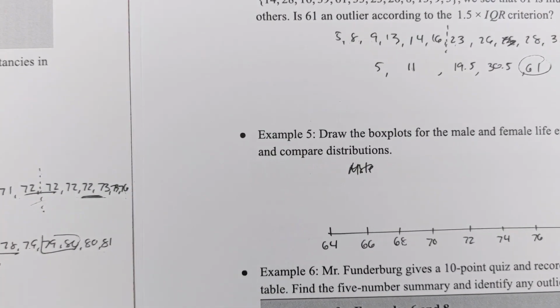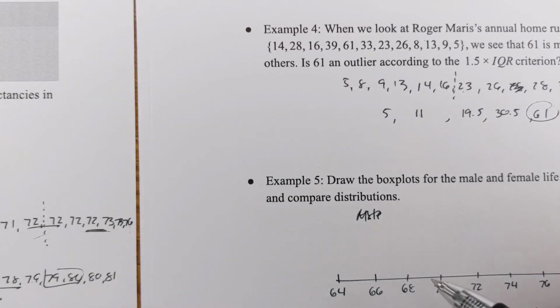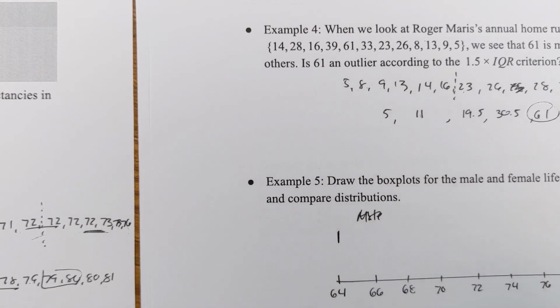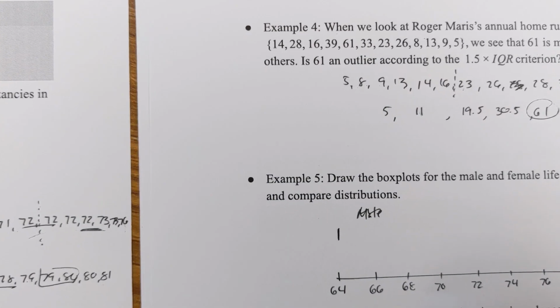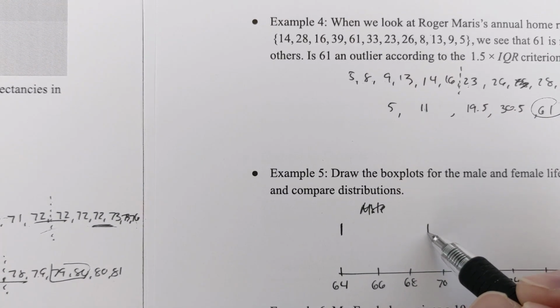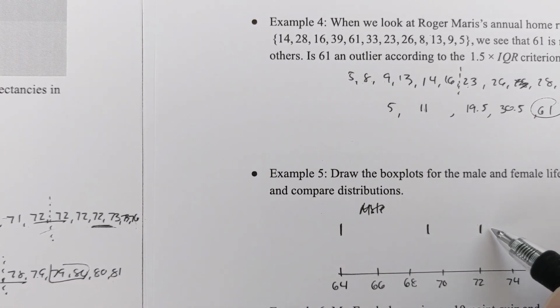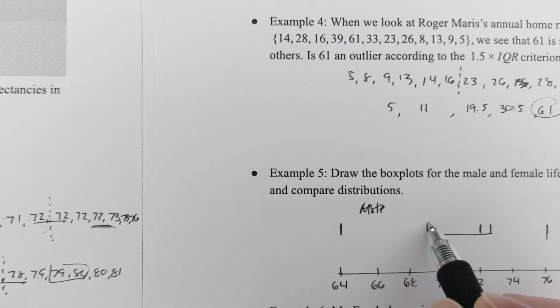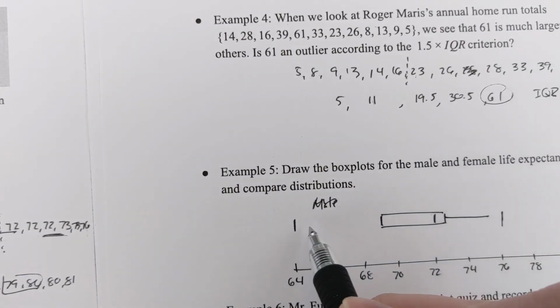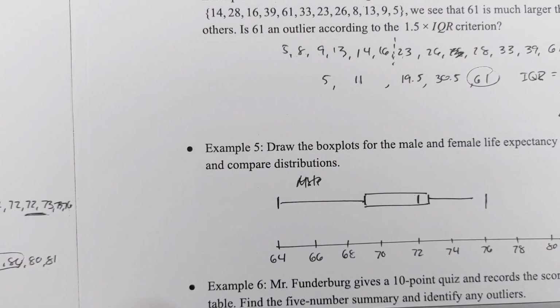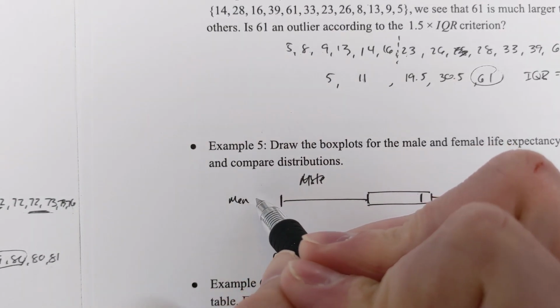So for the men, we have 64, the lowest value. 69 was their Q1, so I put another vertical bar there. Then 72 was the median. 72.5 was the Q3, and 76. Then you connect the middle three with the box. There's your box, and these lines go out. Those are your whiskers. So these are the men.